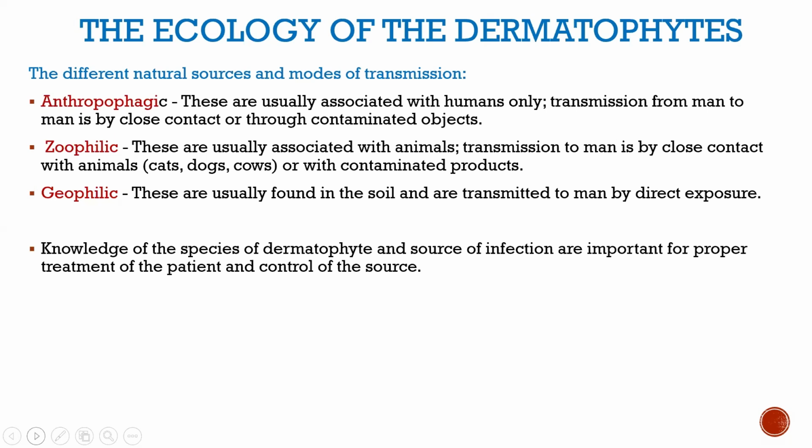We have the ones that are anthropophilic. These are majorly associated with human activities. They can be transmitted from man to man, by close contact or through contaminated objects. Then another one is called the zoophilic. They are usually associated with animal transmission, from animal to man. For example, from cat to man. Maybe this dermatophyte infects cats, and from cats they tend to infect humans.